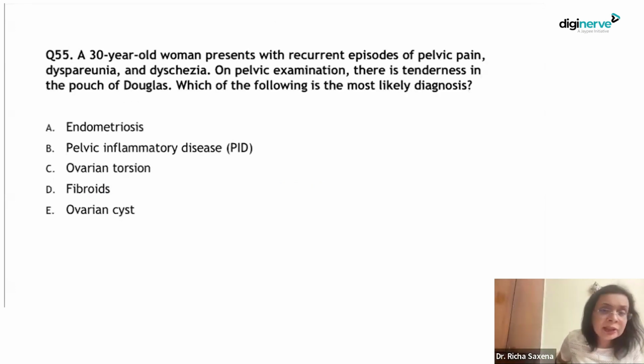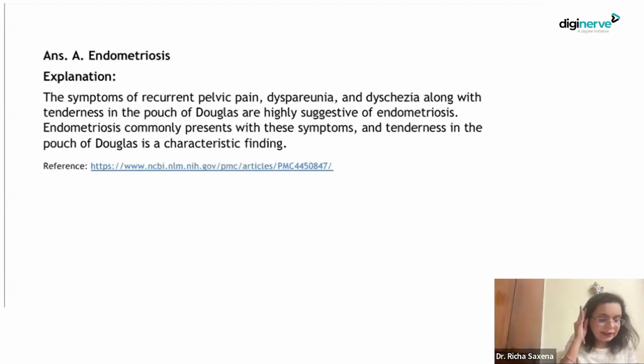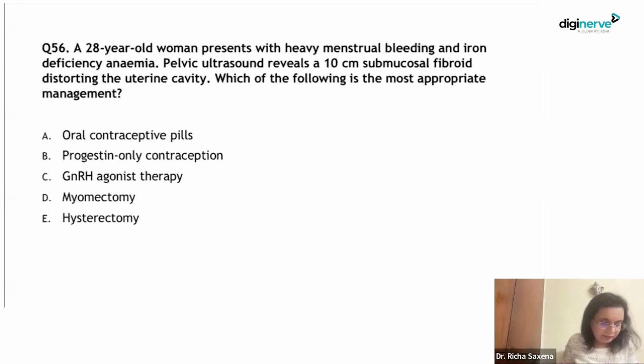A 30-year-old woman presents with recurrent episodes of pelvic pain, dyspareunia, and dysgeusia. On pelvic examination, there is tenderness in the pouch of Douglas. So what is the most likely diagnosis? Again, very simple. Yes, endometriosis: dysgeusia, dyspareunia, cyclical pain, tenderness in the POD.